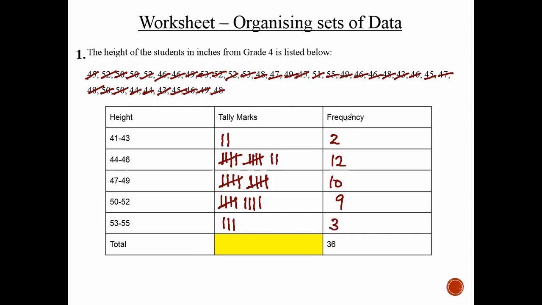So the next thing is you're going to total up the frequency to see whether you get 36 or not. And make sure you don't put anything in this column, because you're not going to total up the tally marks. You're just going to total up the frequency. So you have 2 plus 12, 14. 14 plus 10, 24, 24 plus 9, 33, 33 plus 3, 36. Okay, so that means you got your information correct. That's how you can reduce your mistakes by doing this tally and frequency table.